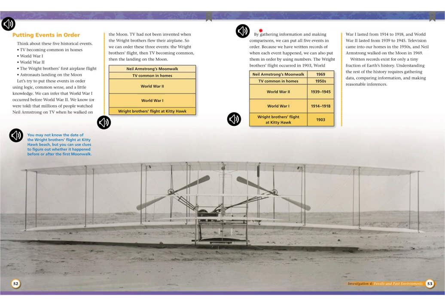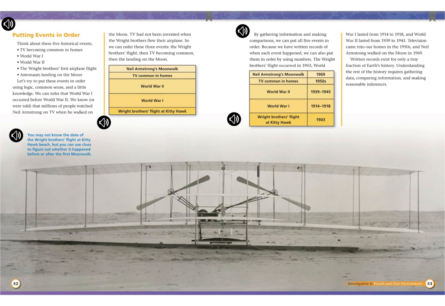By gathering information and making comparisons, we can put all 5 events in order. Because we have written records of when each event happened, we can also put them in order by using numbers. The Wright brothers' flight occurred in 1903. World War I lasted from 1914 to 1918. And World War II lasted from 1939 to 1945.